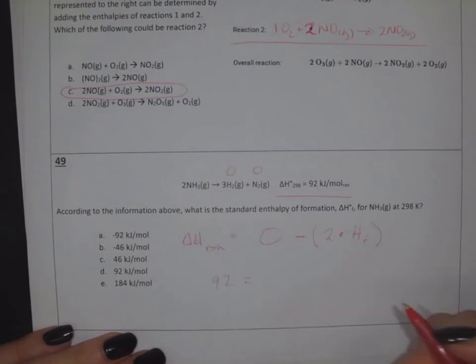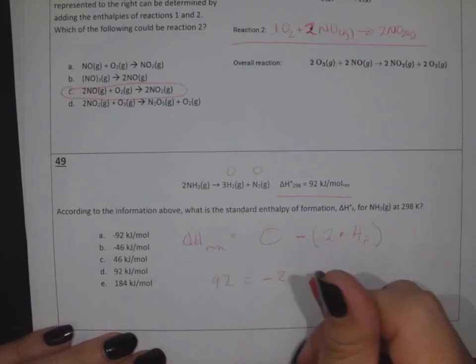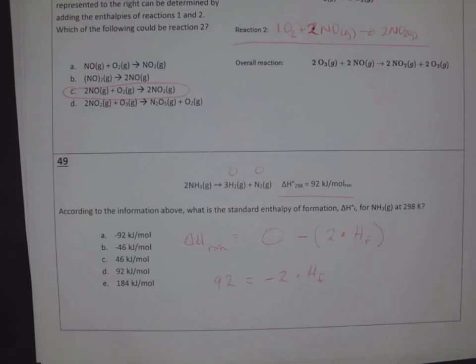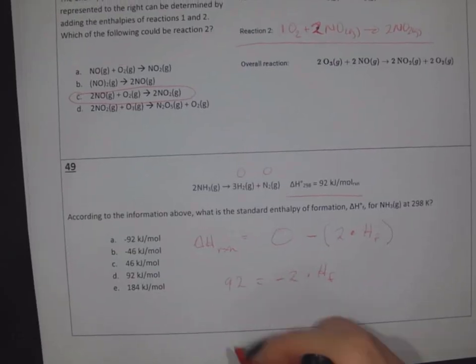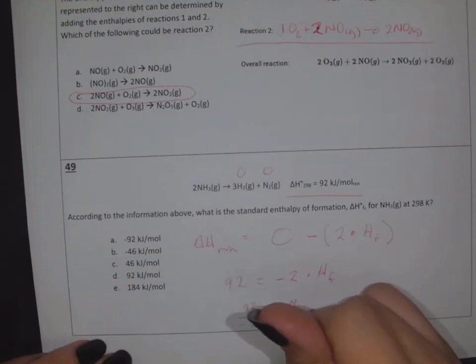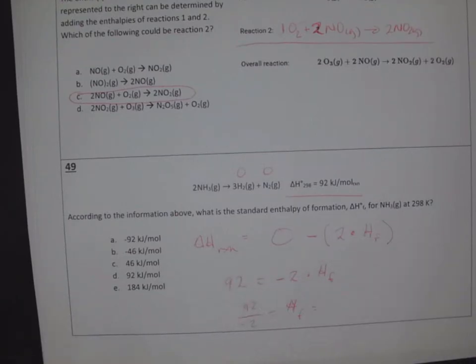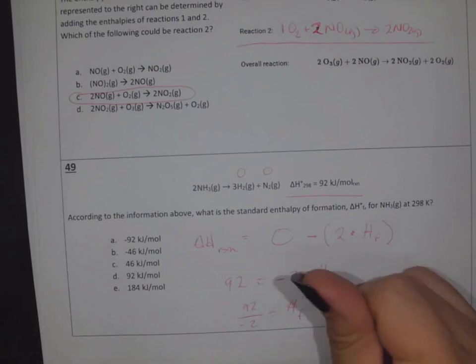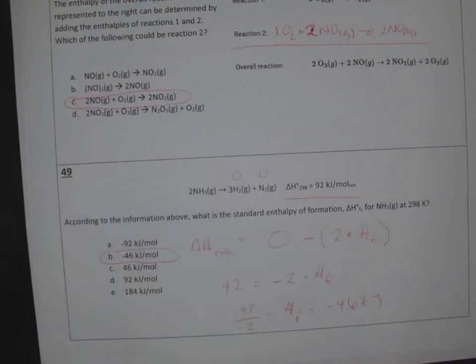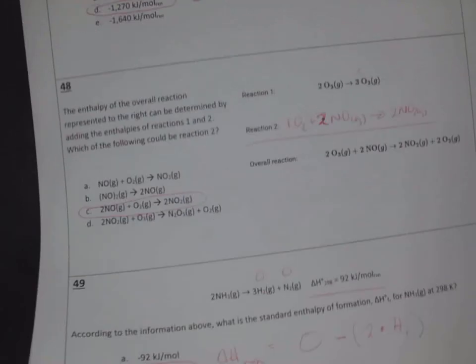So 92 is equal to -2 times the delta H of formation there. Okay, great. If we divide by -2, that's going to equal this formation that we're solving for. We get -46 kilojoules. That's our answer. All right, 50, last one.